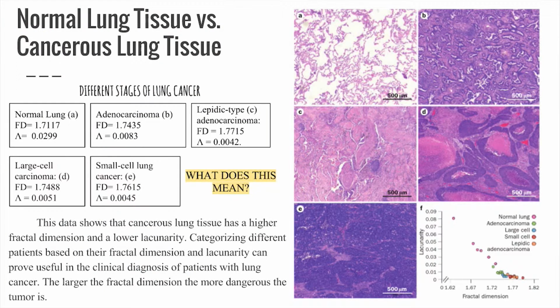This data shows that cancerous lung tissue has a higher fractal dimension and a lower lacunarity. Categorizing different patients based on their fractal dimension and lacunarity can prove useful in the clinical diagnosis of patients with lung cancer. The larger the fractal dimension, the more dangerous the tumor is.